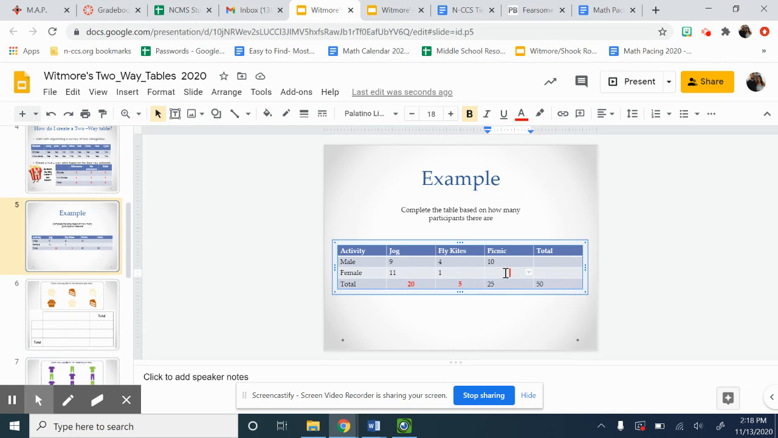Now, for this picnic column, I have 10 are male. I don't know how many females, but there's 25 total. So you're going to do 25 minus the 10 and figure out that there are 15 females that like to picnic. Now we have to find the total amount of males. So we're going to say 9 plus 4 plus 10, and that gives me 23. My total females, we have 11 plus 1 plus 15, gives me 27. Now to double check your math, 23 plus 27, does it add up to 50? Yes. So your table is correct and complete.